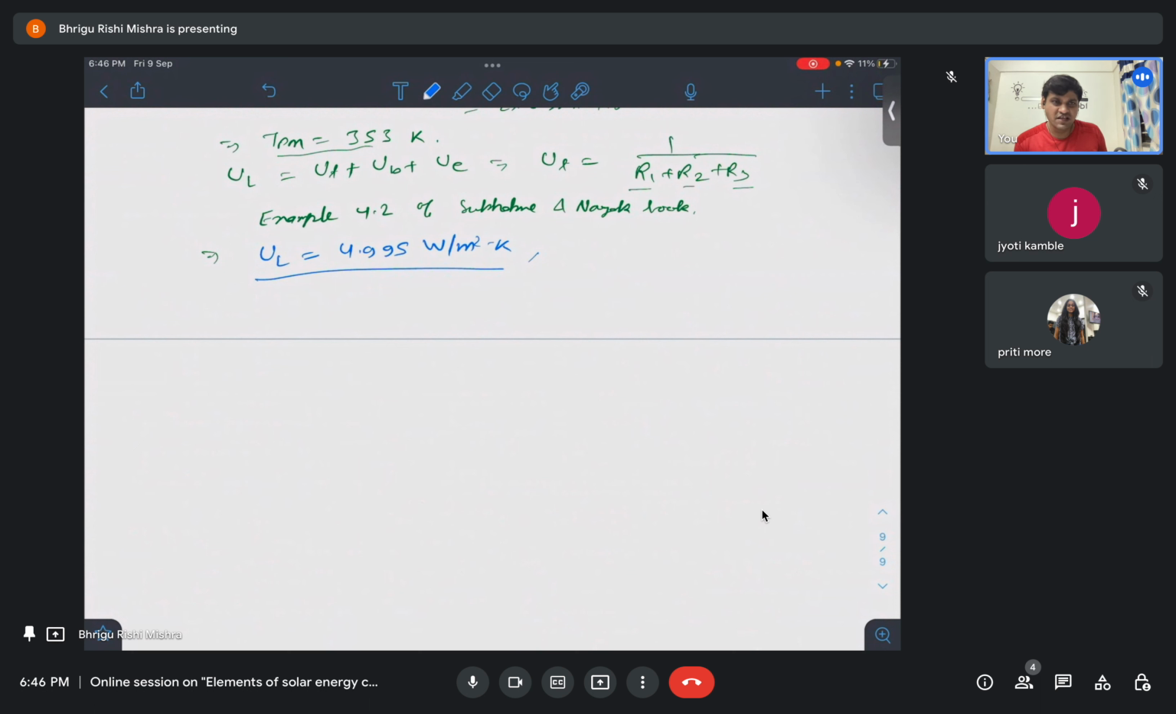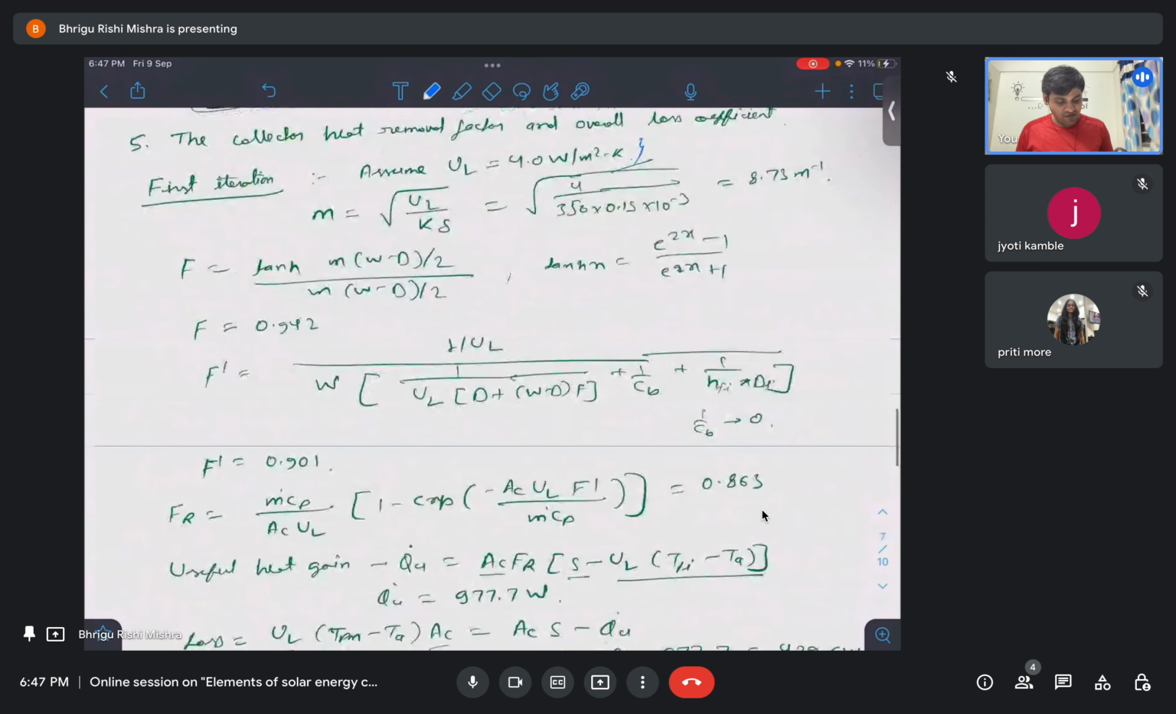Generally UL is given, but for the real life scenario you have to calculate the UL based on this iterative process. So now we have the actual UL, we can calculate the M, which is again root UL by K delta, and it comes to 9.754 meter inverse. And then we can calculate the fin efficiency, which turns out around 0.9285, and then we can calculate the collector efficiency factor.